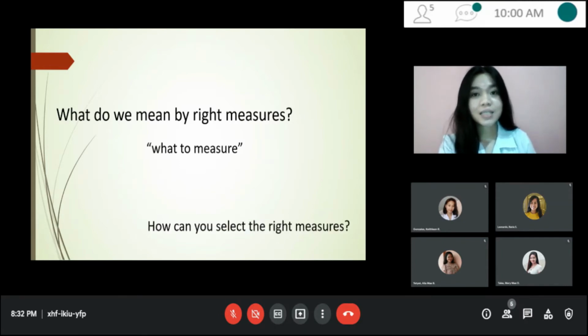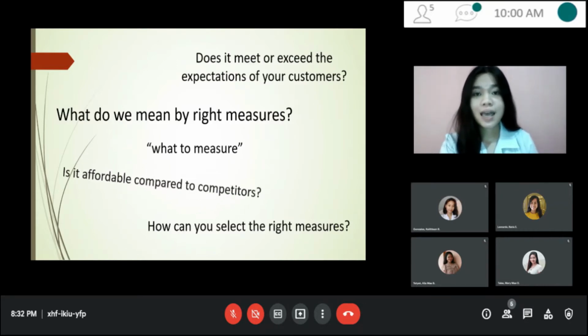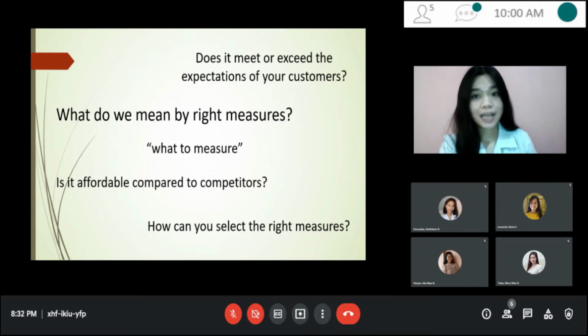The answer is by focusing on factors like quality of your products and services. Does it meet or exceed the expectations of your customers? And then the cost. Is it affordable compared to competitors? And the speed of delivery. Is it on time? Say, for example, level of customer satisfaction and loyalty. Take note that the measurement, review, and analysis should be constant to prevent overlooking any key measures.